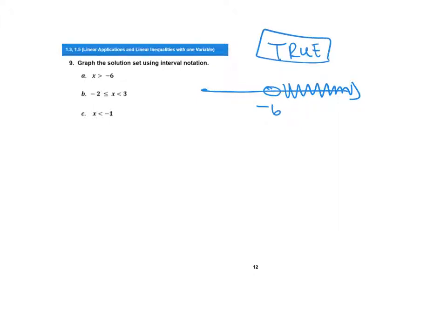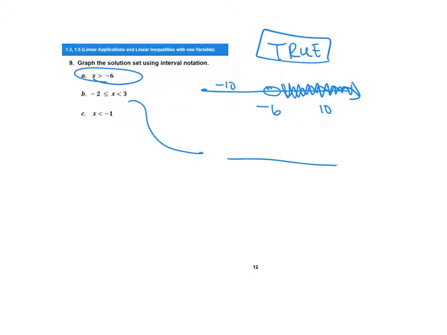If we want to graph this, x is greater than -6, so I cannot include -6. I want every value that's bigger than -6. That's what will make the inequality a true statement. That's what you're looking for. If you pick a value over here like 10, is 10 greater than -6? Yes. Pick something over here, maybe -10. Is -10 greater than -6? No, and that's why we see the shaded region here.